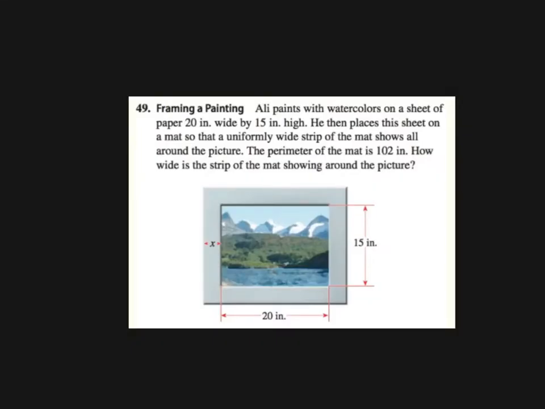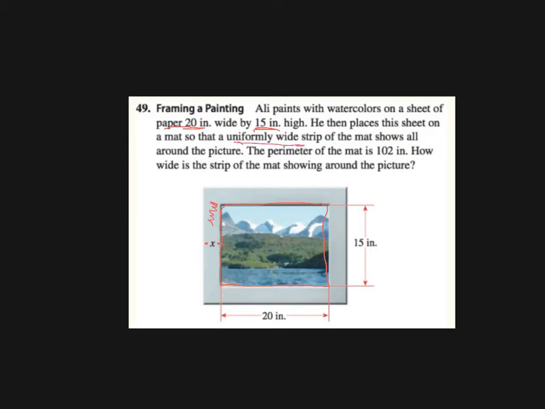Now here we have something similar. It says that you have somebody painting on a sheet of paper that's 20 inches by 15 inches. Okay, so that's this piece right here. And then he places the sheet on a mat. The mat is the gray piece right here.